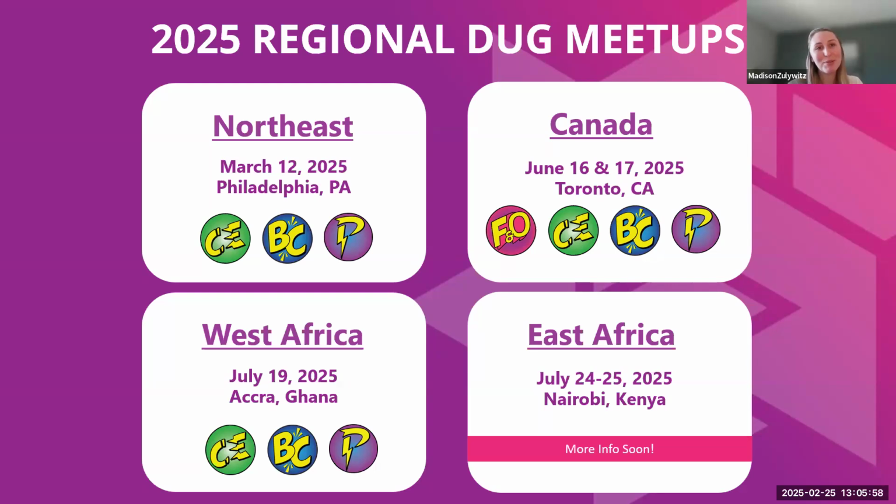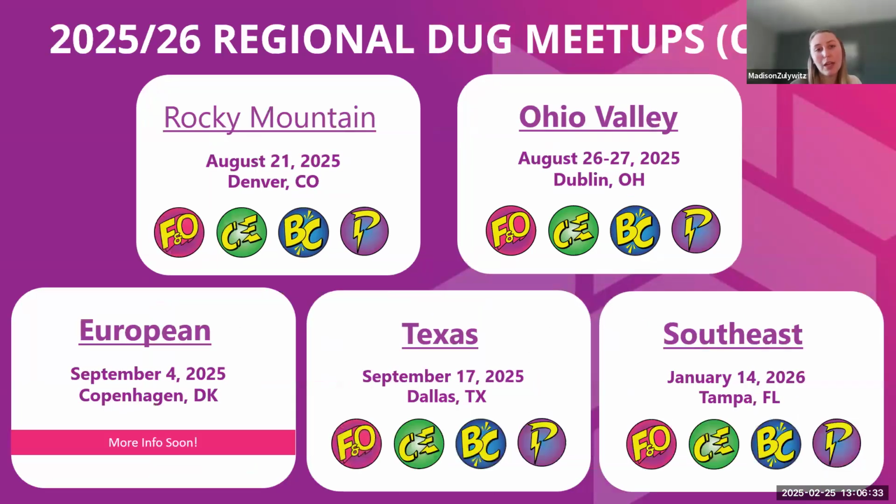And probably the one that's most pertinent to you all is our Canadian regional coming up June 16th and 17th in Toronto. This will be at the Microsoft office in Toronto, and we will be focusing on F&O, CE, BC, and Power Platform. So we'll have different session rooms for all of the different products. We're super excited. A lot of our leaders on this call are helping get this regional meetup in the works. So if you're able to join, we would highly suggest it. It's a great day of networking and lots of great educational sessions as well.